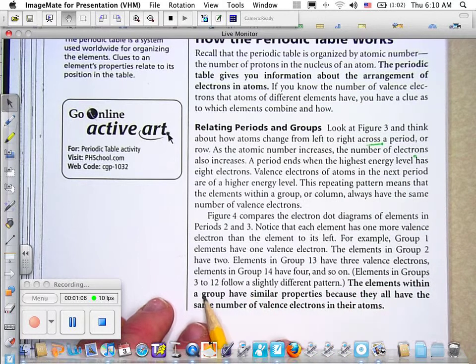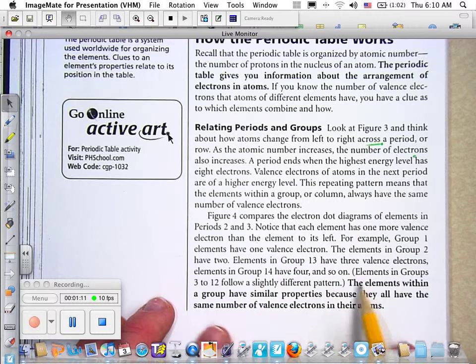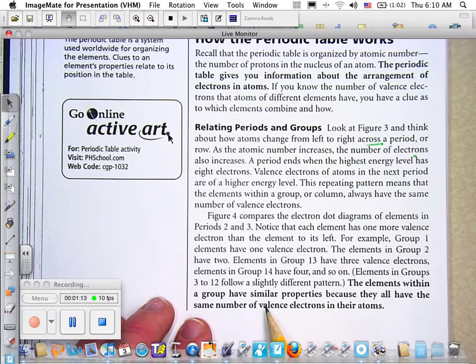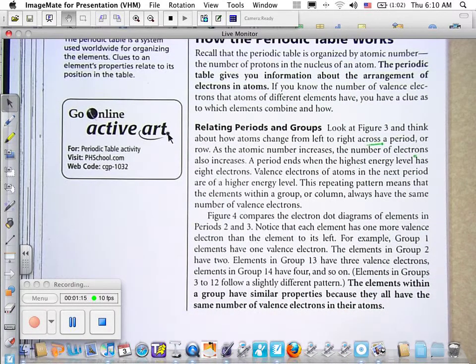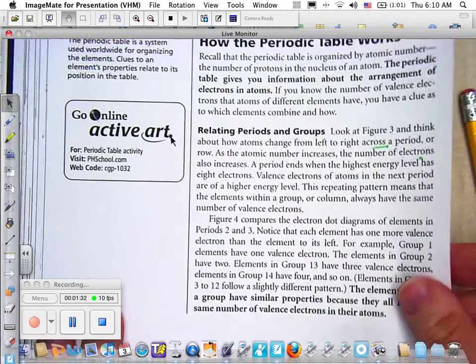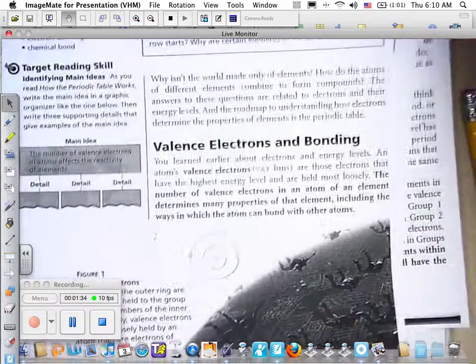Elements in groups 3 to 12 follow a slightly different pattern. The elements within a group have similar properties because they all have the same number of valence electrons. Did you catch that? Last chapter we learned that elements in a group have similar properties, and here's why. They all have the same number of valence electrons. Valence electrons are what are responsible for chemical reactions. Totally cool. Science rocks. All right, let's keep moving.